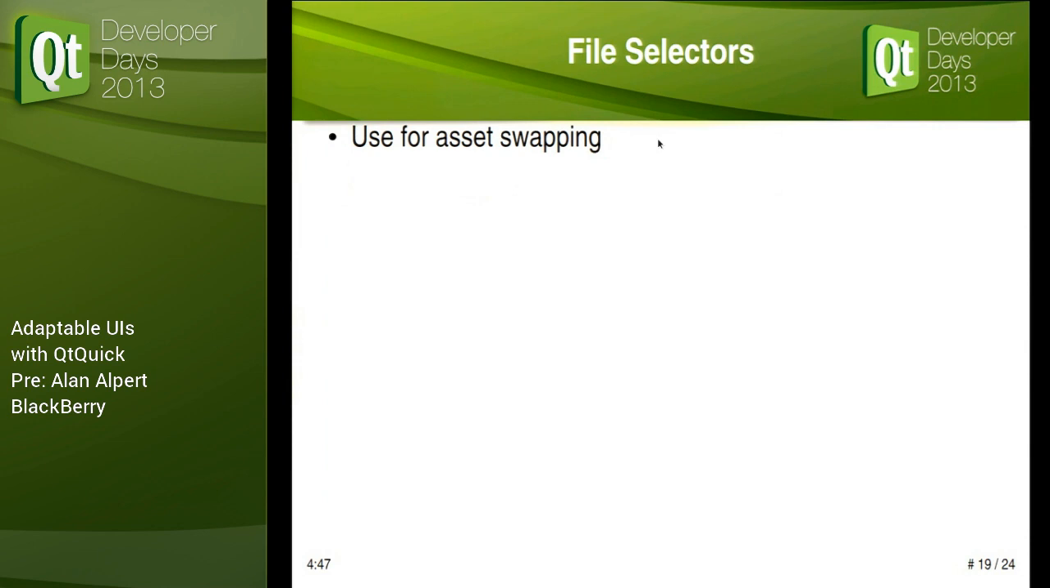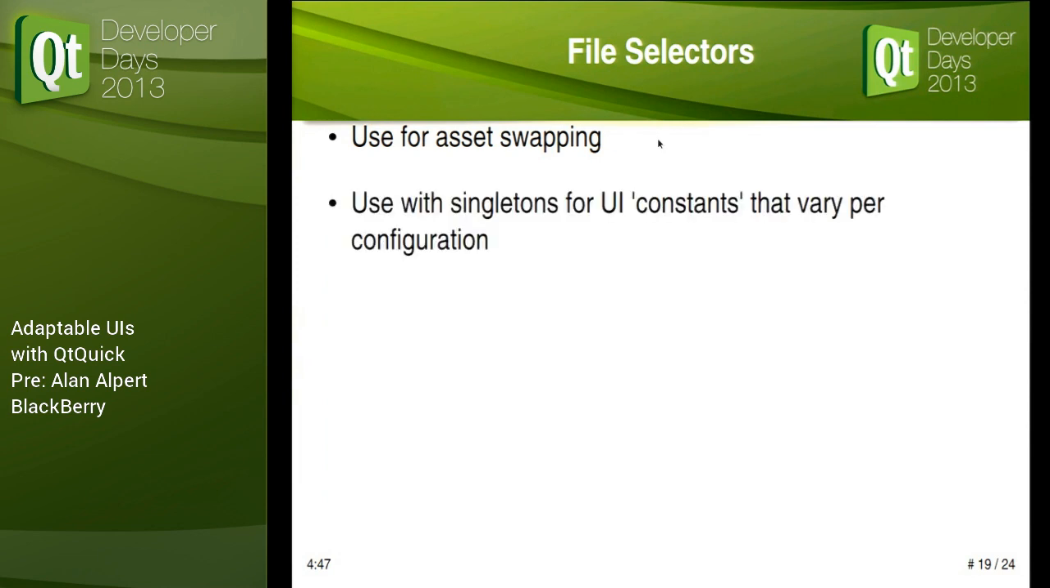So file selectors are great for the asset swapping for different DPIs or different platforms. And they're great for UI constants when used with singletons. So here's some cases where you can really simplify your UI adaptation by just swapping bits out like this. But there are some limitations.